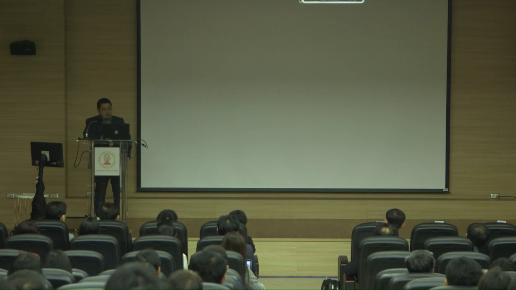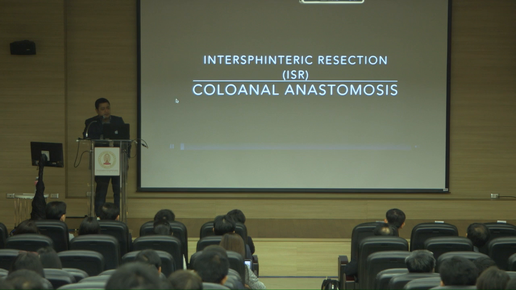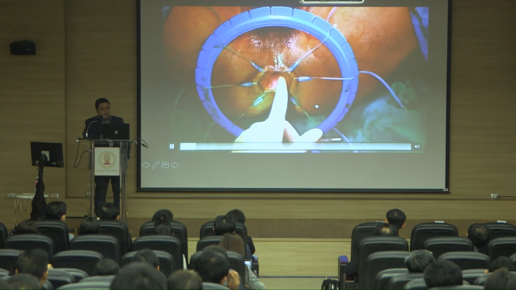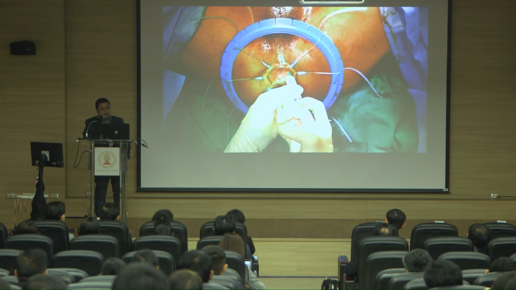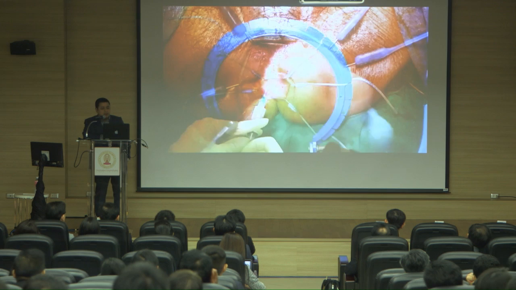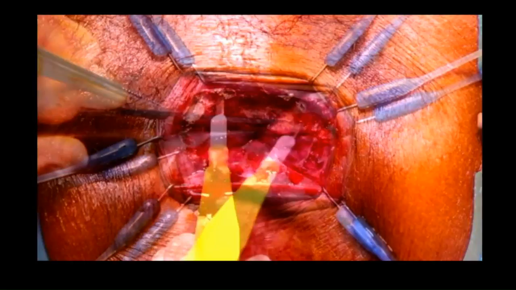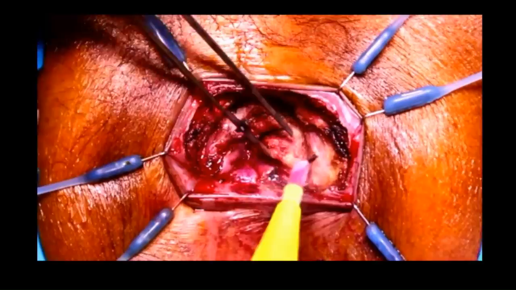So proceeding with the ISR after dissection to your levators, this is a different patient that we recently did and assisted one of our fellows. It's a male patient, post neoadjuvant chemoradiotherapy. Lesion is around the 3 to 4 centimeter level. Use a Lone Star retractor, inject bupivacaine plus epinephrine in the intersphincteric groove, and then make a circumferential dissection through the intersphincteric groove. If you're doing a total intersphincteric resection, if you're doing a partial, you start at the level of the dentate line.